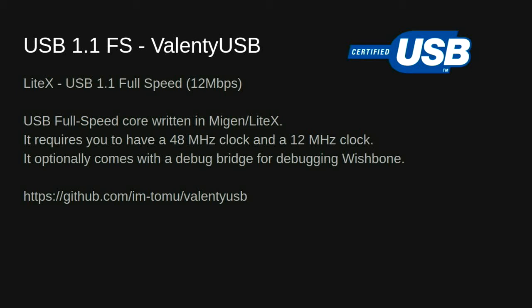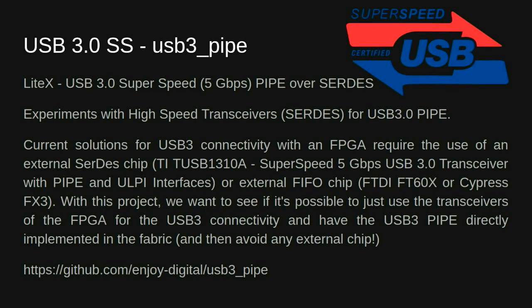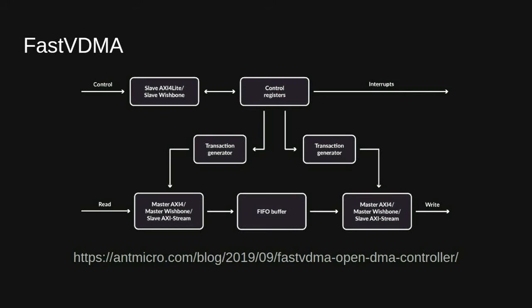Sean, who was here previously, I don't think is in the room, helped get this up and running on FOMU. This is early USB, so anything up to full speed USB, 12 megabits per second. People started working on stuff for USB 2 and USB 3. We're not quite there with completely open source IP. And the guys at Antmicro run an open DMA controller that's pretty much portable across various FPGAs.